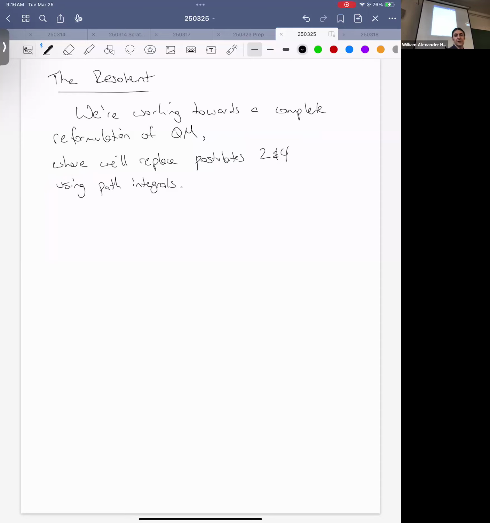Oh, good question. I honestly had to look up what the postulates were to figure out which postulates 2 and 4 were. So postulate 2 is that observables are represented by Hermitian operators, and the commutation relations between operators are given by the Dirac quantization condition. And then postulate 4 is time evolution by the Schrödinger equation.